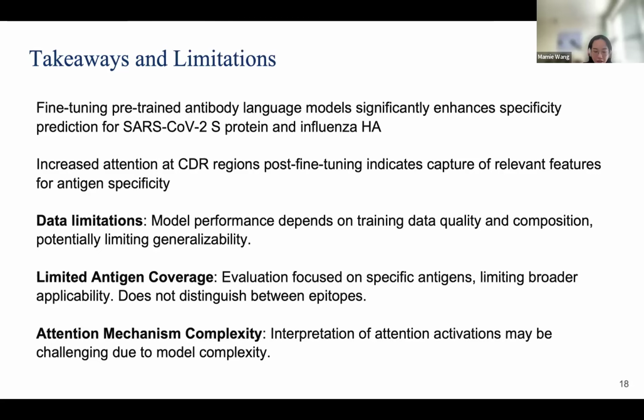However, there are also a lot of limitations for our study. One limitation is the data, because the training data, for example for the influenza viruses, are quite small, and also not very balanced between binding and non-binding sequences. So we have to sample from other control repertoires to train the classifier, which potentially limits the reliability of the evaluation. Also, our focus on antigens is limited because of the data limitation, and we only focus on the SARS-CoV-2 spike protein and influenza HA because of data availability. Also, because the labels are simply binary at the antigen level, it does not distinguish between different epitopes within the antigens. Finally, the attention mechanism is quite complicated to interpret because of the model complexity.